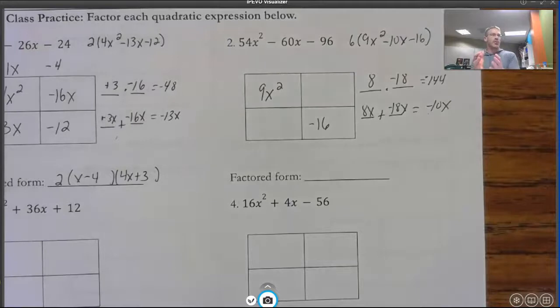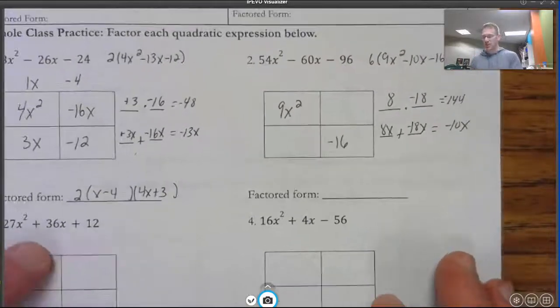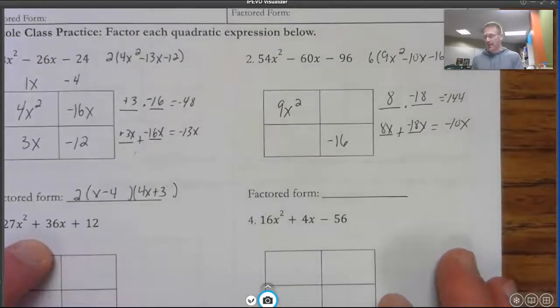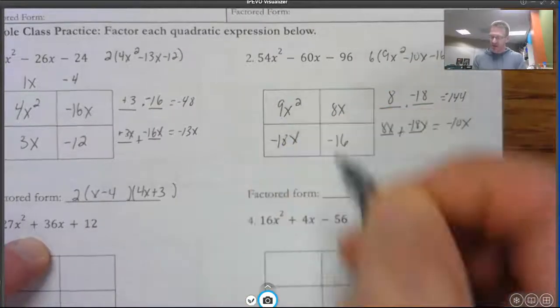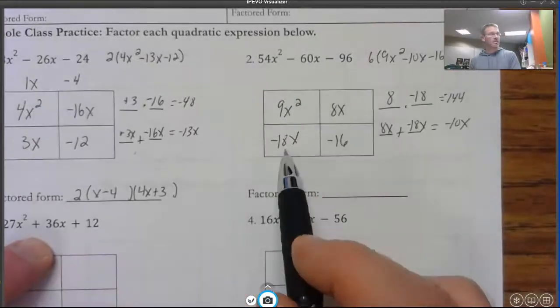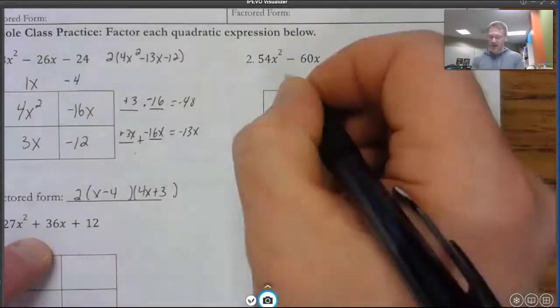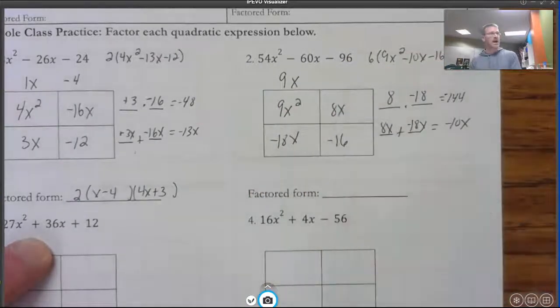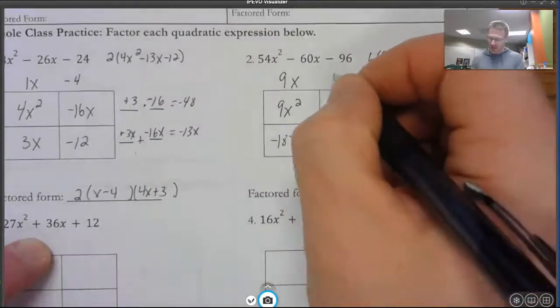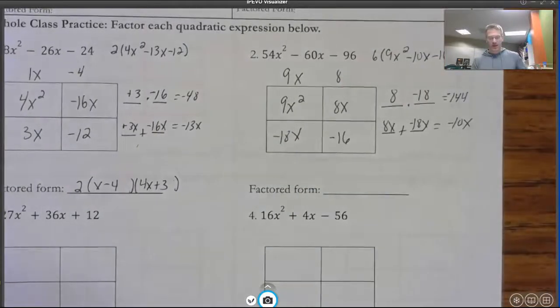All right, so when we get to those smaller numbers or combinations, we're going to look in there. Now let's drop 8x in here, and let's drop in negative 18x here. When I look at this first column, the biggest number that goes into 9 and 18 is 9. They both have 1x in common. The biggest number that goes into 8 and 16 is in fact 8. So we're going to leave it like that.